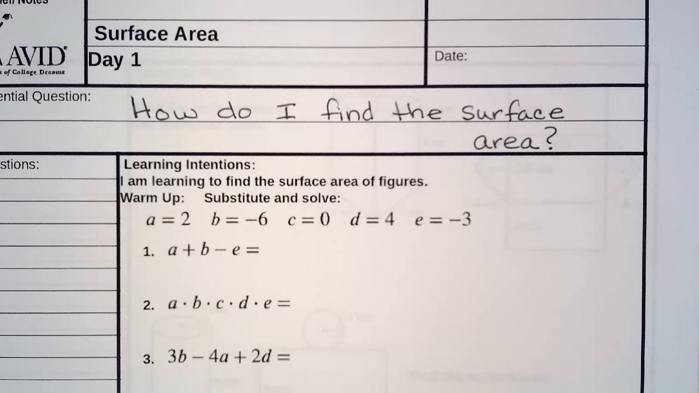So first thing we're going to do is to substitute and solve. When we have the formula for surface area, we need to be able to substitute the values in and solve. So we're going to practice by just doing some simple substitution. Pause the video and do the 3 problems now, please.